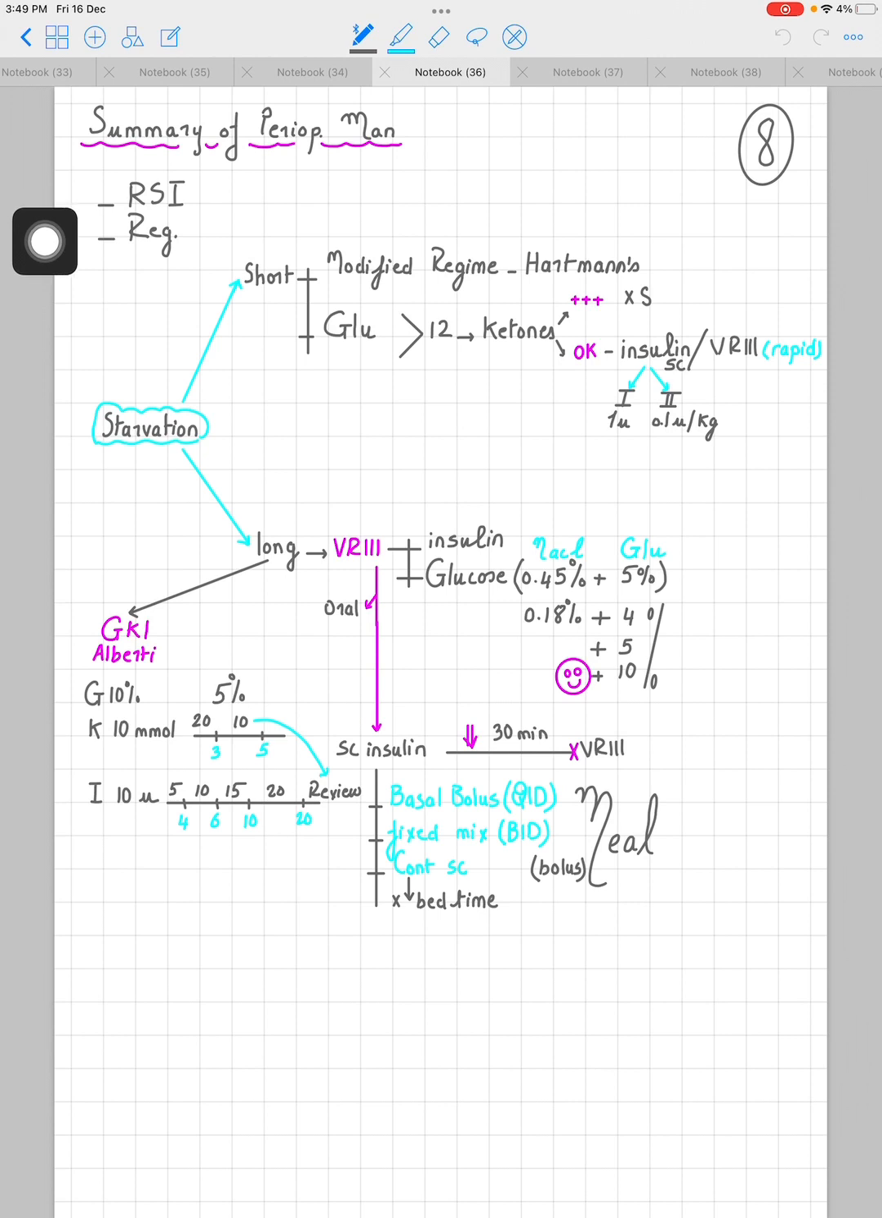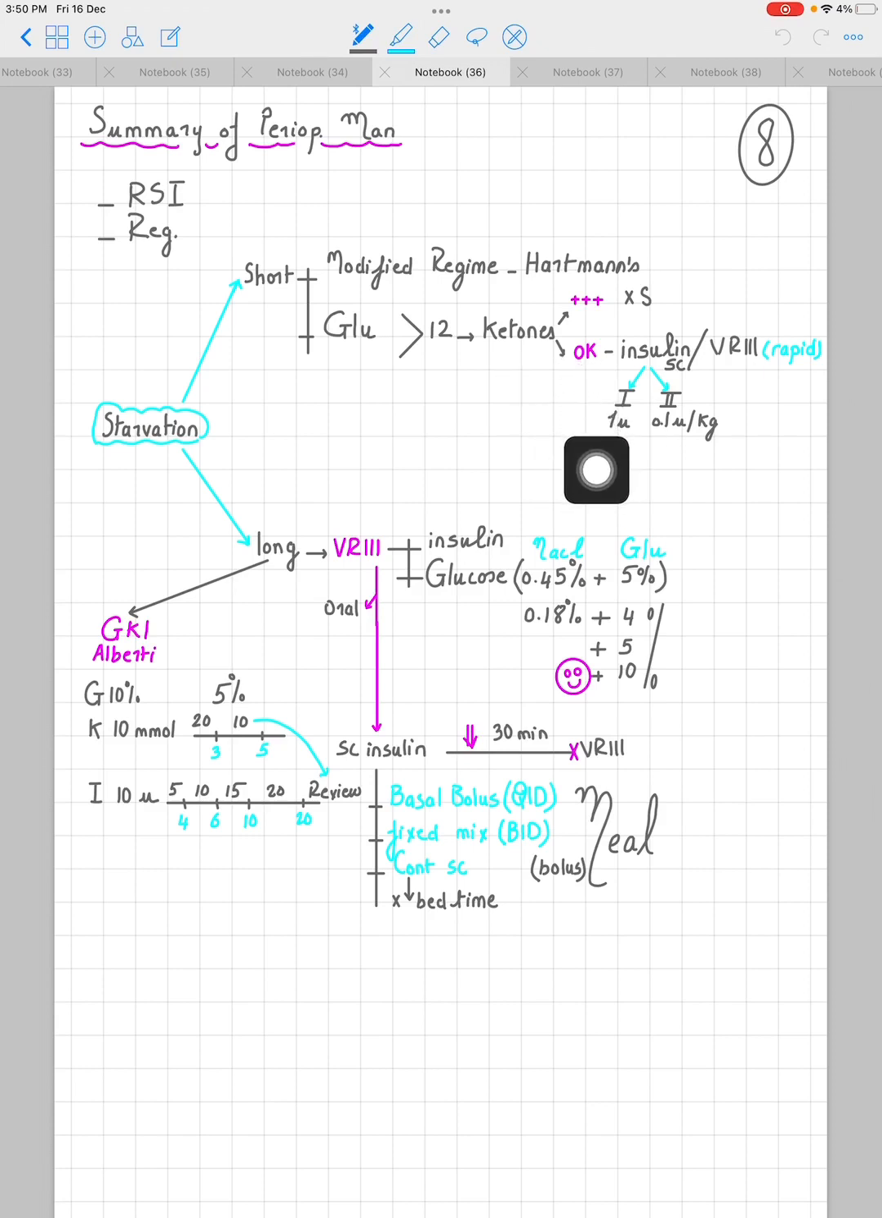Rapid sequence induction and regional we have discussed before. Then, according to the starvation, if it is short starvation, you just modify the regime of the insulin or of the oral hypoglycemic as we discussed before, and better to use Hartmann's solution. You check the glucose. If it is above 12, you check the ketones. If it is 3 plus or it is very high, you stop or cancel the surgery. Actually, if the ketones are okay, then you can give the insulin subcutaneous.